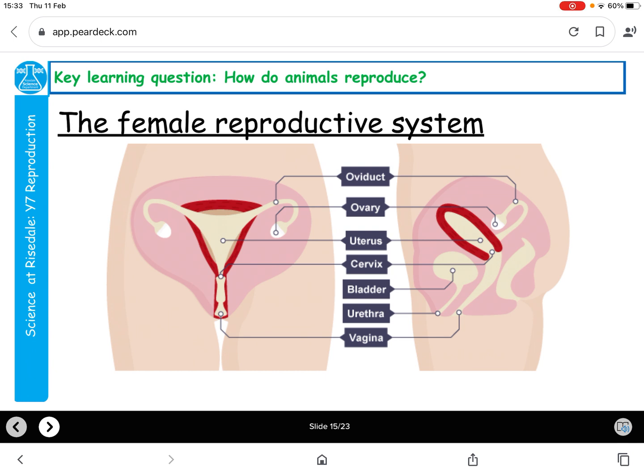It has strong muscular walls and a soft lining. The lower end of the uterus is made of a ring of muscle called the cervix. The cervix holds the baby in place during pregnancy, and the cervix opens into the vagina.